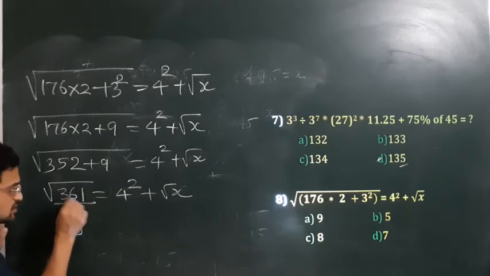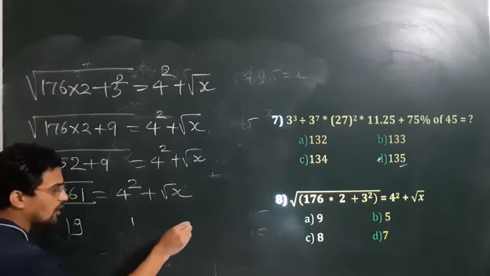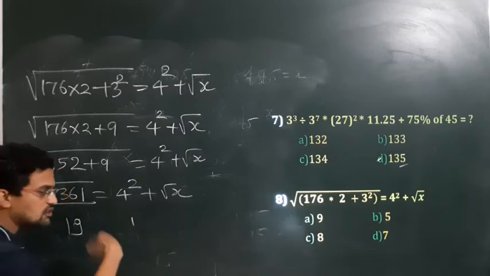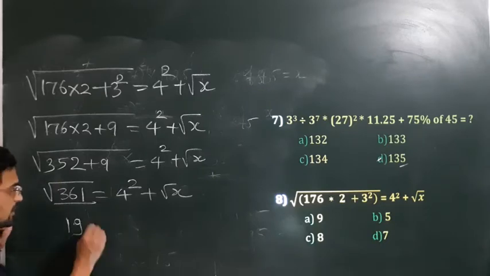Square root of 361. So everything you have to know, at least from 1 to 100, you have to know the square or square root of any number. Okay, so it is 19. Correct.